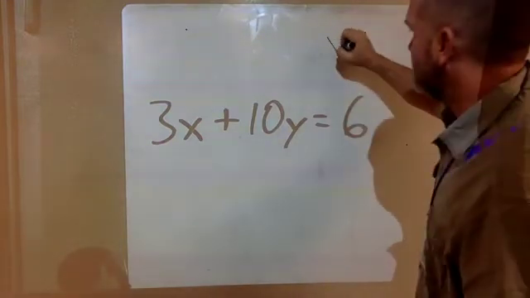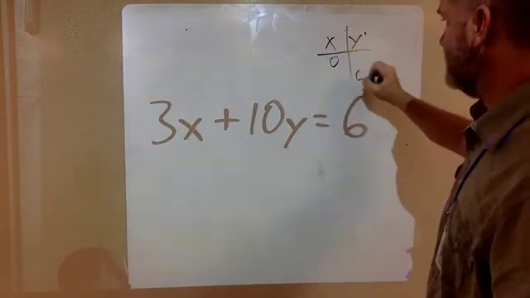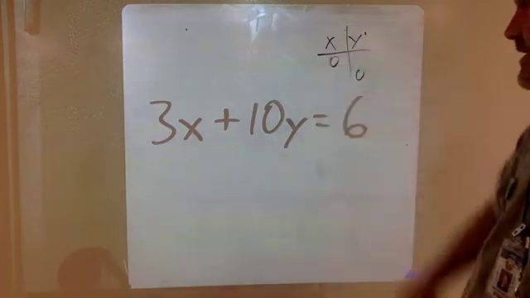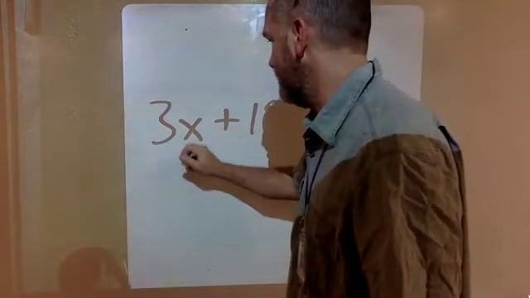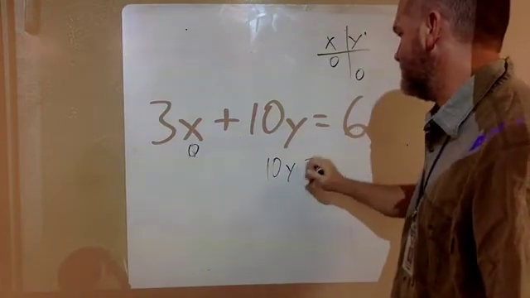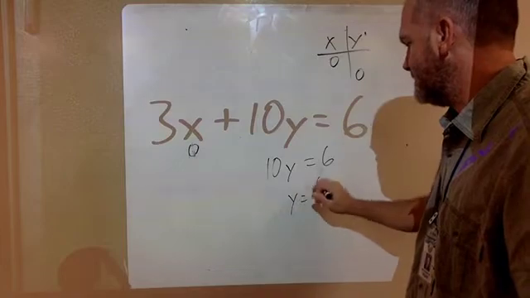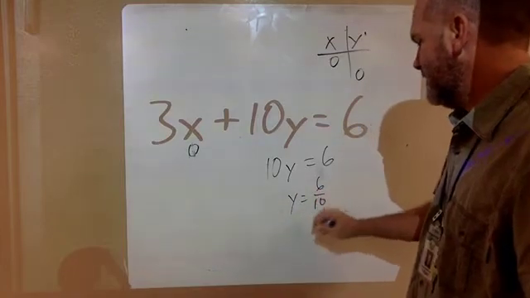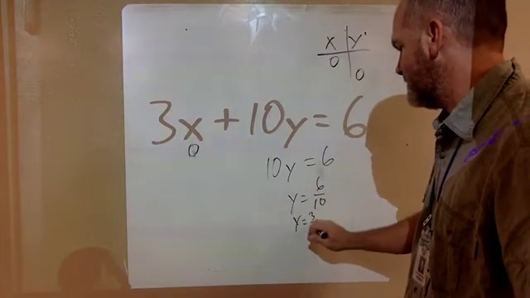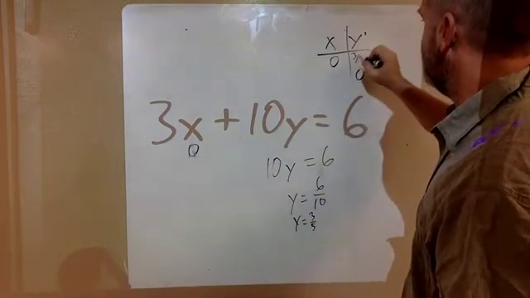Instead, just make your xy table. Say, what is y when x is 0 and what is x when y is 0? Let's do the y first. If we put a 0 in for x, 3 times 0 is 0, so that's gone. So we just have 10y is equal to 6. To solve for y, you divide by 10. So y is equal to 6 divided by 10, which reduces to 3/5. So when x is 0, y is 3/5.